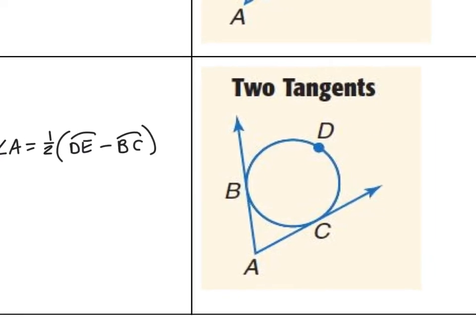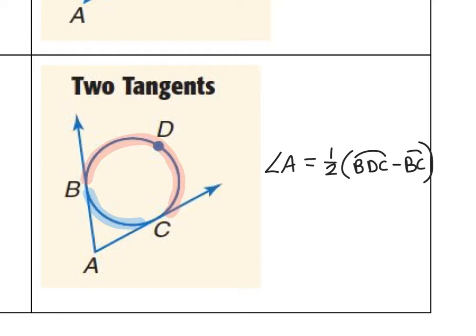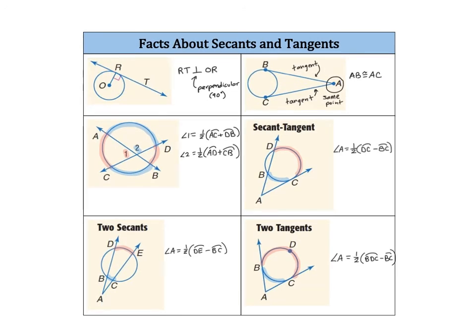And the last scenario is if we have 2 tangents. So here, it's going to be the same exact setup. So here we're going to have 1/2 times our larger arc, which in this case we need 3 points to name. So we can say B, D, C, arc BDC, minus our smaller arc, which is arc BC. But the same concept always applies. It's going to be the angle equals 1/2 times large arc minus small arc. So those are really the 6 important facts that we'll need to know about secants and tangents in circles.